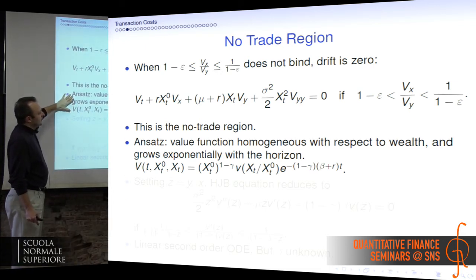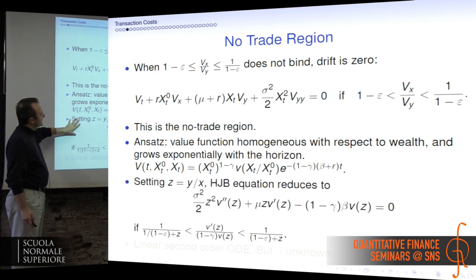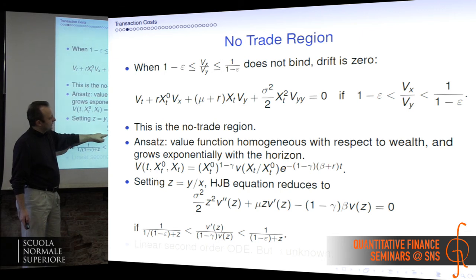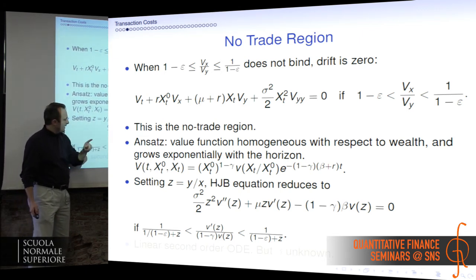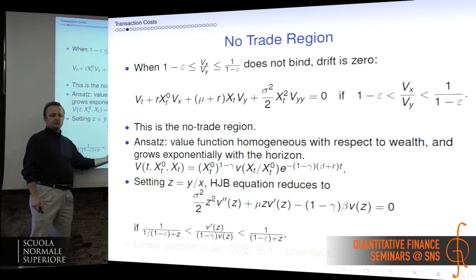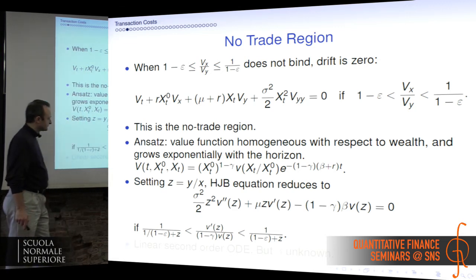So we're going to take this guess for the value function. We're going to plug it into the Hamilton-Jacobi-Bellman equation, and we're going to call the ratio between stock and cash Z. And this is what we're getting. We get this simple ODE for V, okay? And this chain of two inequalities becomes this relation between V prime and V and Z itself, okay?